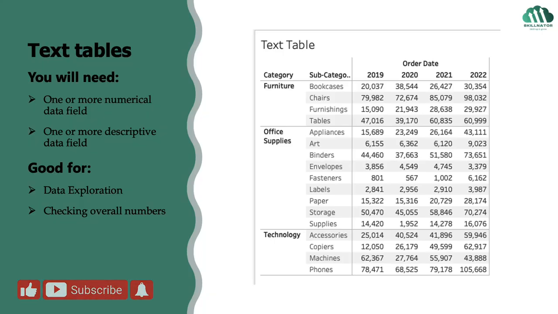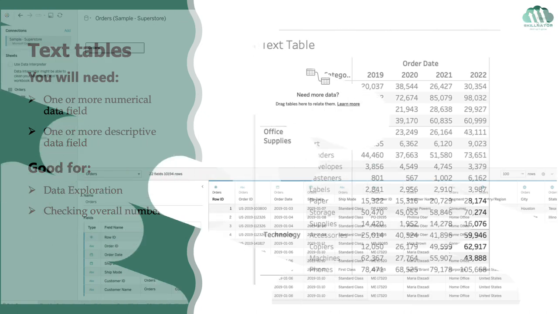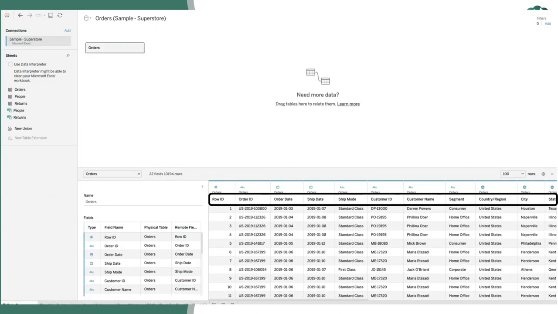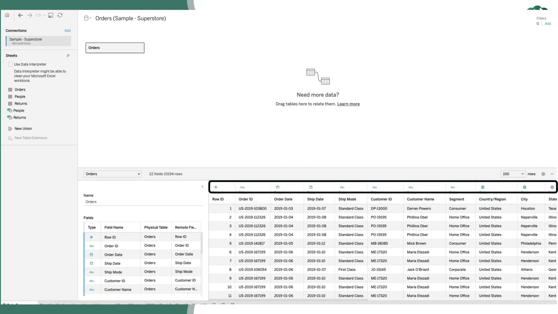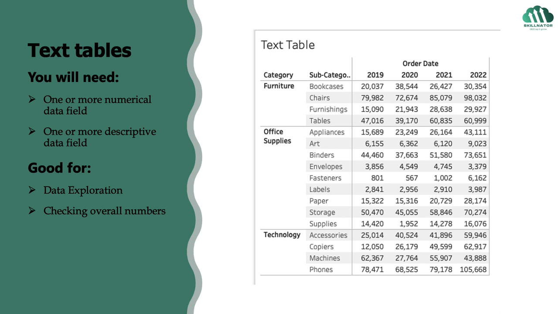If you have worked with pivot tables in Excel, then these are very similar. To construct a text table, you will need at least one numeric or quantitative field and one descriptive field. By field, I'm referring to a column in our dataset. Remember, in Tableau's terminology, a field is a column. And when I say numeric or descriptive, I'm referring to data types, which we reviewed in the previous lecture. Text tables are good for data exploration and to check the overall summary of your data.